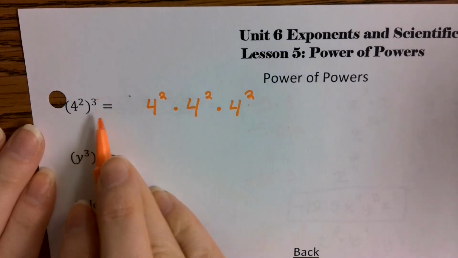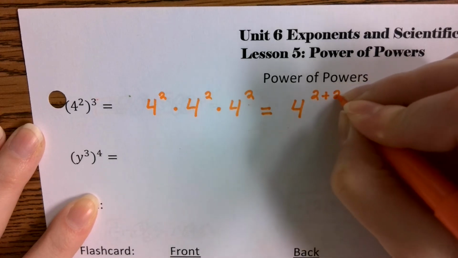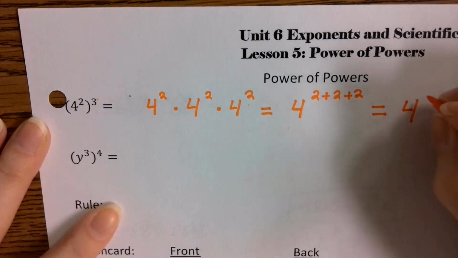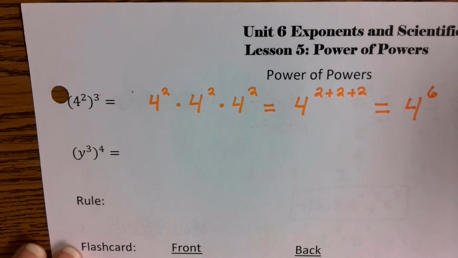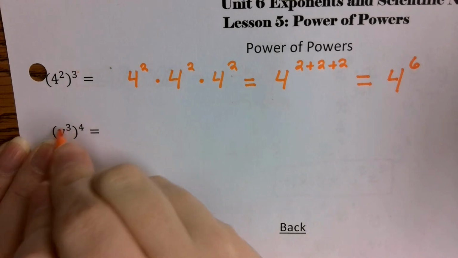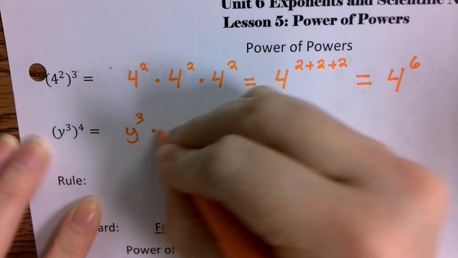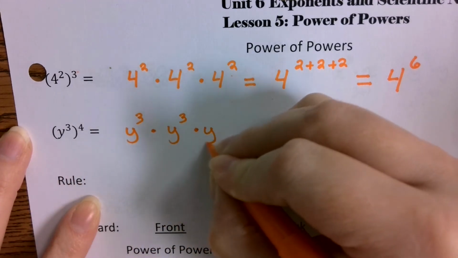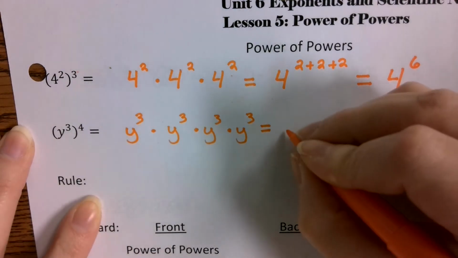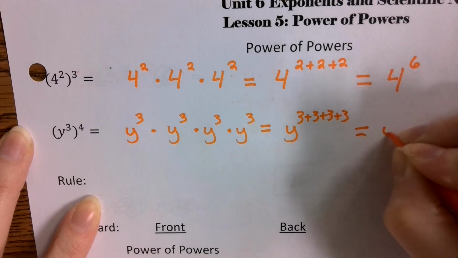But based off of the product of powers, we know that we can just add those exponents. We can just do 2 plus 2 plus 2, and that's going to come out to 4 to the 6th power. And the same thing here for the y's. We have y to the 3rd. That whole entire power is being raised to the 4th power. So essentially it looks like y to the 3rd times y to the 3rd times y to the 3rd times y to the 3rd. Or we could just add all of those exponents together. That would be 3 plus 3 plus 3 plus 3, which comes out to y to the 12th.